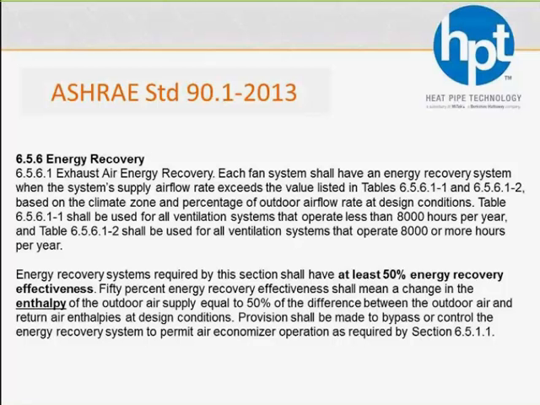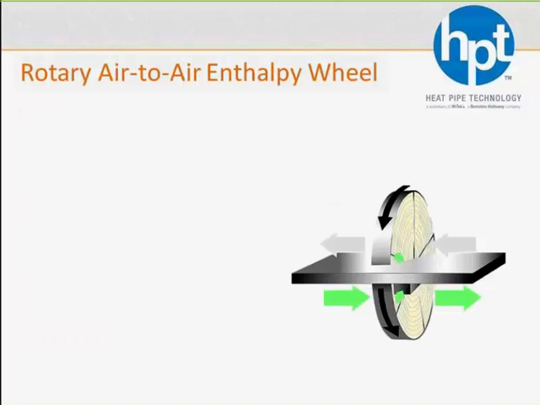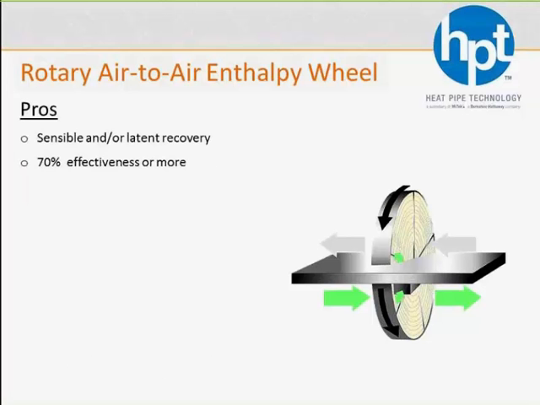So what type of devices out there can recover at least 50% of that enthalpy? Well, the most common is a wheel, and we're going to focus on enthalpy wheels. But really, there are all types of wheels. You've got your sensible-only wheels, your dehumidification wheels, and then, of course, enthalpy wheels that do a little bit of both. They're generally going to be about 70% effective or more. So they're the most effective energy recovery device out there, and fittingly the most common.